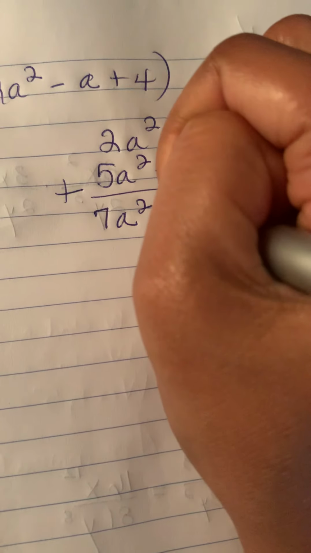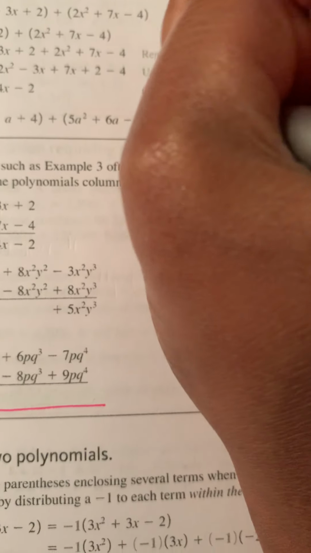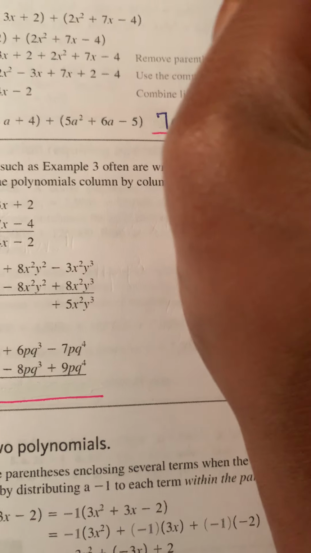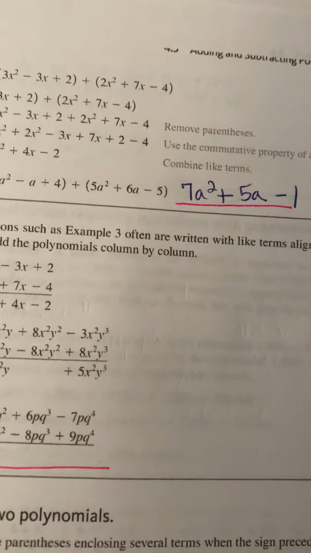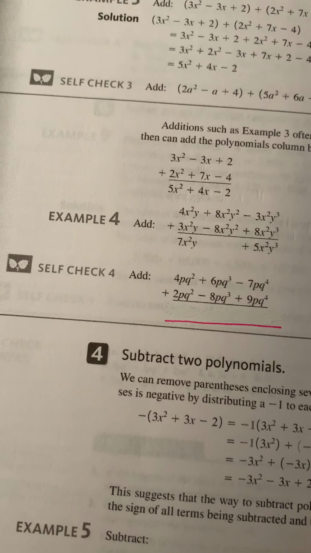All right, so that's 7a squared plus, because 6 is bigger, that's why it's positive, 6 minus 1 is 5a. And 4 minus 5 in your calculator is negative 1. I think you guys could have got that. So 7a squared plus 5a minus 1. Okay, on these polynomials, I think you're going to do quite well.